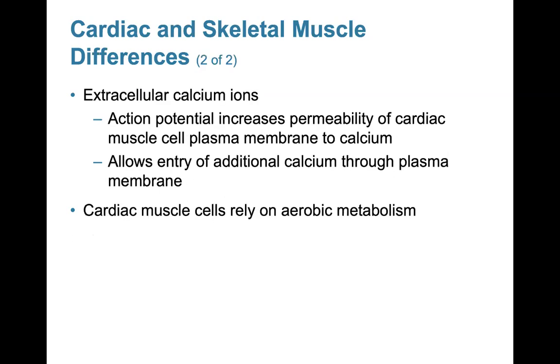Another difference is extracellular calcium ions. Action potentials increase the permeability of the cardiac muscle cell plasma membrane to calcium. This allows entry of additional calcium through the plasma membrane. The cardiac muscle cells rely on aerobic metabolism.